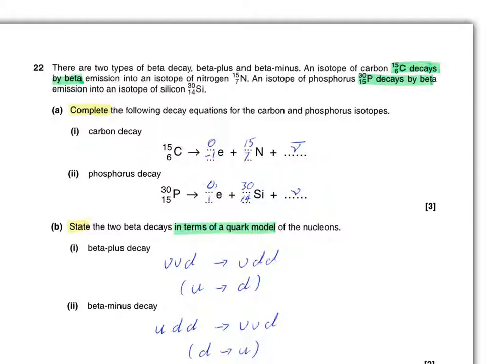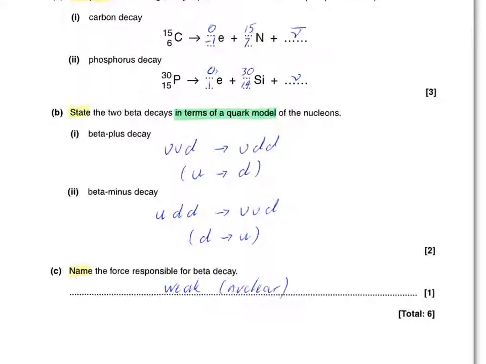So the idea in both cases is that I end up with a lepton and an antilepton. That then kind of balances the fact that there are no leptons on the left hand side of the equation. You're asked then to say what's going on in terms of the quark model.